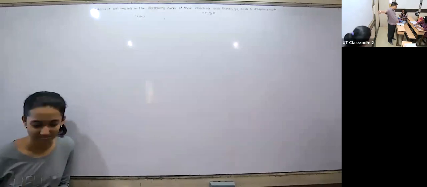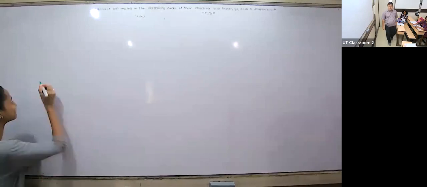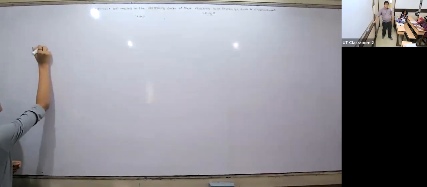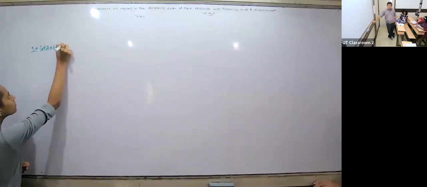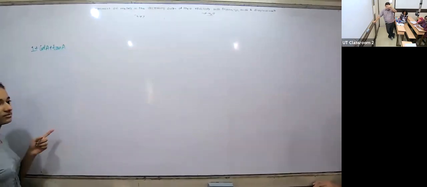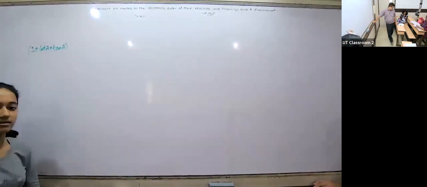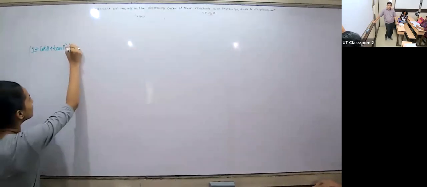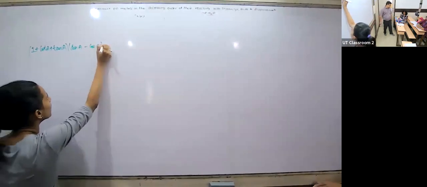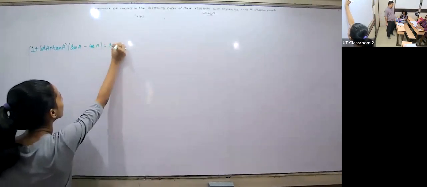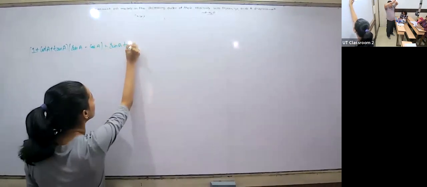1 plus cot A plus tan A, in brackets, times sin A minus cos A, is equal to sin A tan A minus cot A cos A. Put it in brackets. Sin A minus cos A. Is equal to sin A tan A minus cot A cos A.